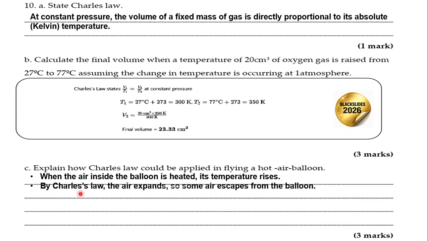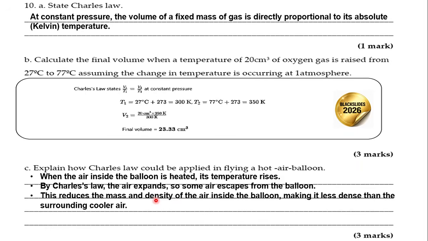So by Charles' law, the air expands, so some air escapes from the balloon. This reduces the mass and density of the air inside the balloon, making it less dense than the surrounding cooler air.